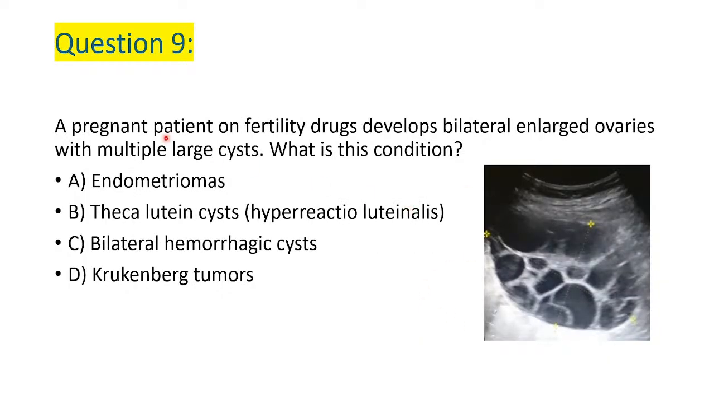Question number 9. A pregnant patient on fertility drugs develops bilateral enlarged ovaries with multiple large cysts. What is this condition? So you can see this is the ovarian morphology that we are now having.